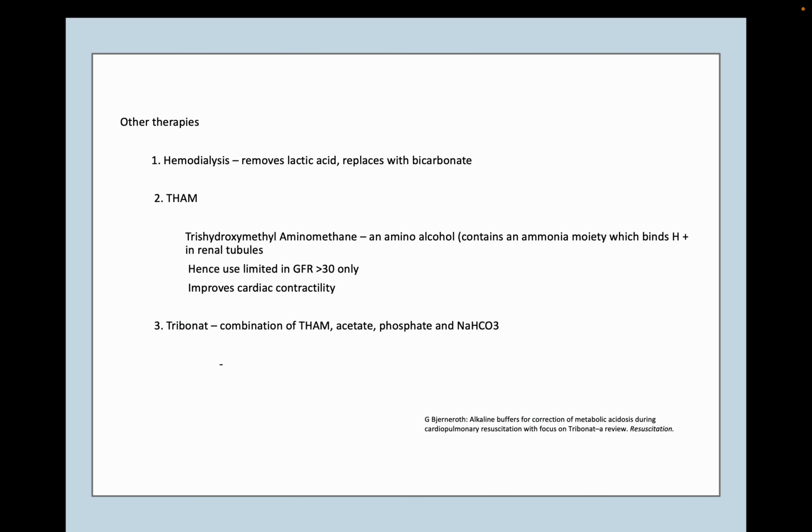The other therapy, hemodialysis, can also be done. One more thing, trihydroxymethyl aminomethane (THAM), can also be used, in the case where there are other metabolites or bicarbonate issues. These are all research purposes. We generally don't have availability in our setups.